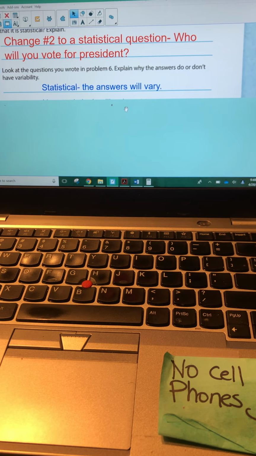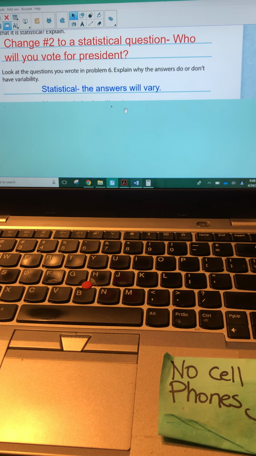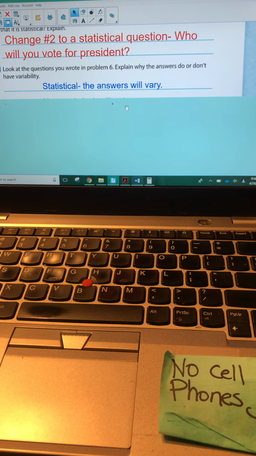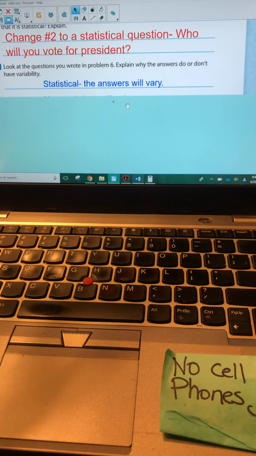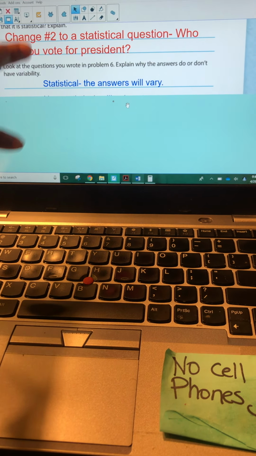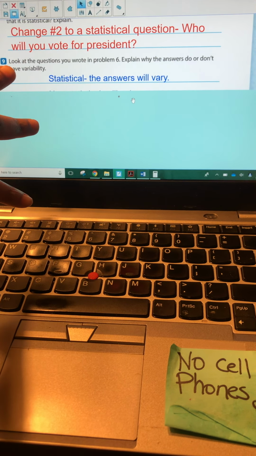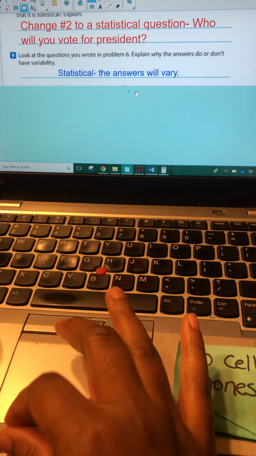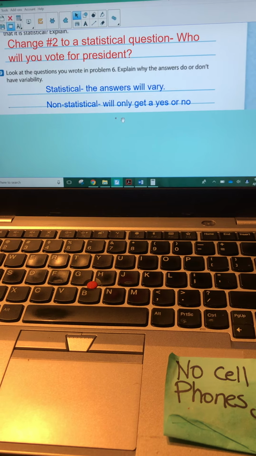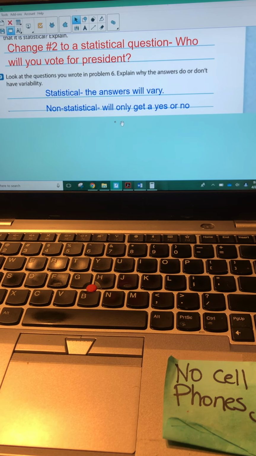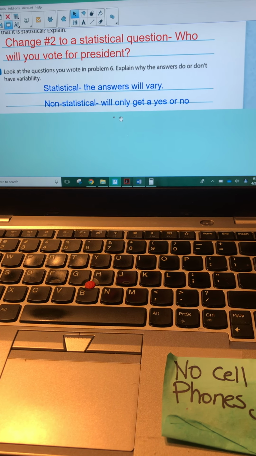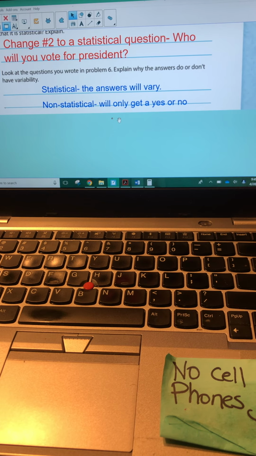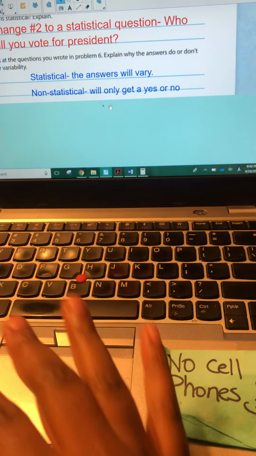My statistical question is going to give me various answers. If I sit there and I ask 8th graders, all 250, how many text messages do you send? Each 8th grader is going to tell me a different answer. So that means that the answers will vary. My non-statistical question, is text messaging allowed during class? I'm either going to get a yes or a no. So no variability, just one answer.